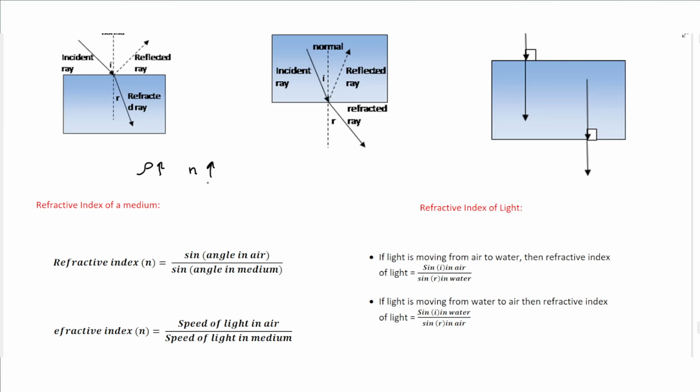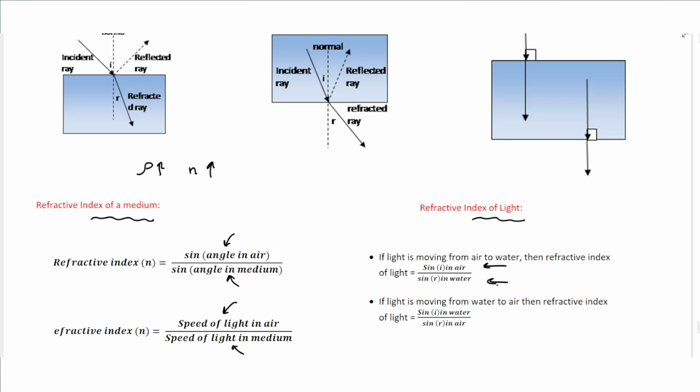The definition of refractive index depends on what type of refractive index it is. Is it a refractive index of a medium, refractive index of glass, refractive index of water, or something like that? Or is it a refractive index of light? If you have a refractive index of a medium, or it says that oil has a refractive index of 1.4, for example, the refractive index is calculated as sine the angle in air divided by sine the angle in the medium, or the speed of light in air divided by the speed of light in the medium. If you have a refractive index of light, regardless of the type of medium, you calculate sine the angle of incidence divided by sine the angle of refraction.